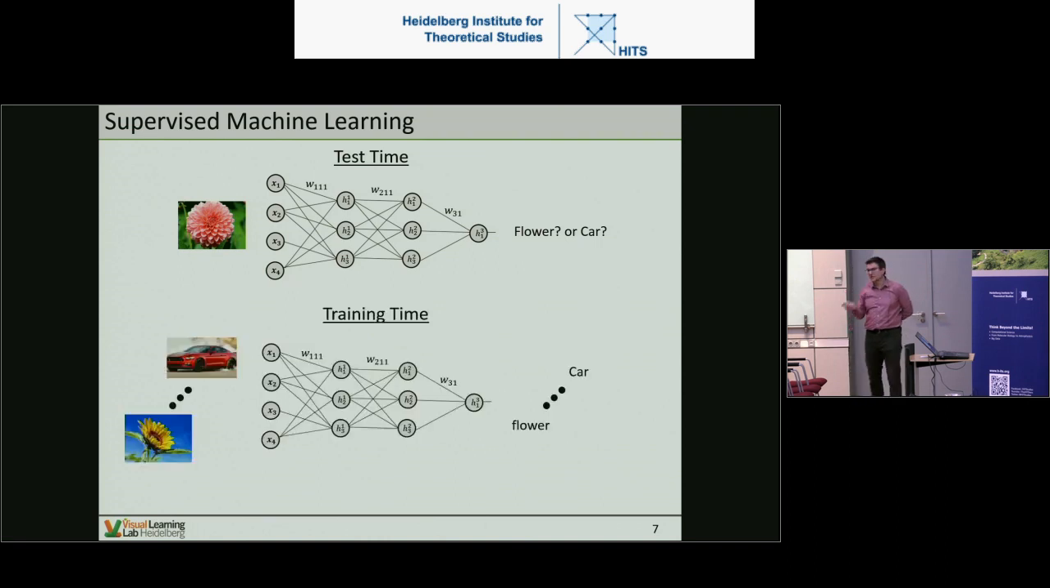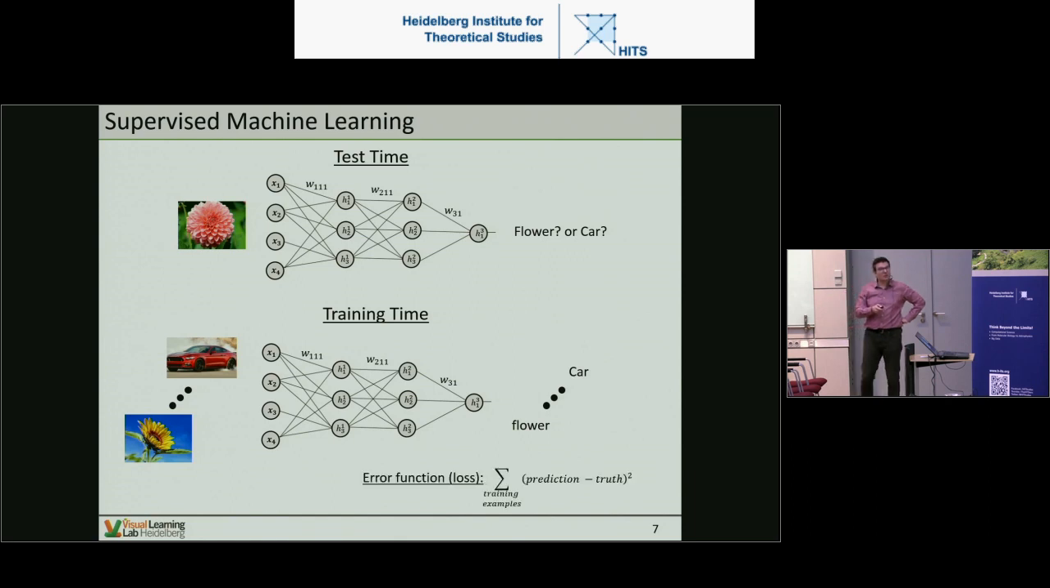Okay, so we always have 2 stages. We have the training time and the test time. So at test time, you simply put your input into the network, and you get your output. At training time, this is supervised learning, which is the most simple form. We have the input images with the corresponding labels. So we know that this is a car, or we know that this is a flower.